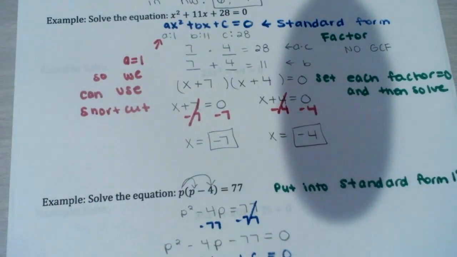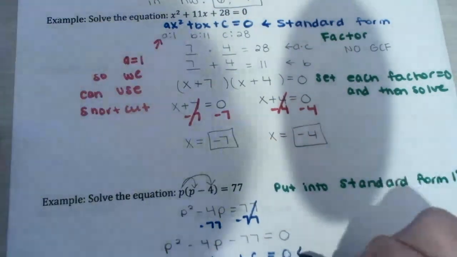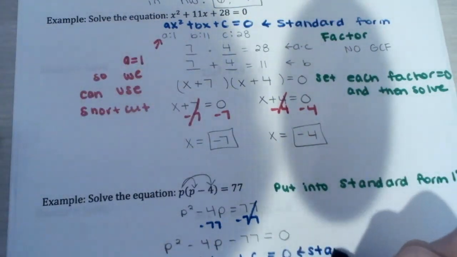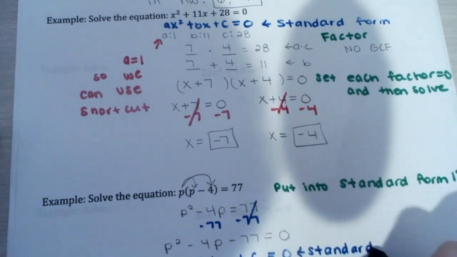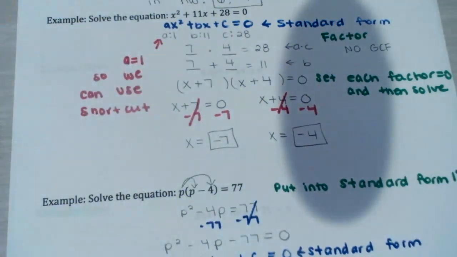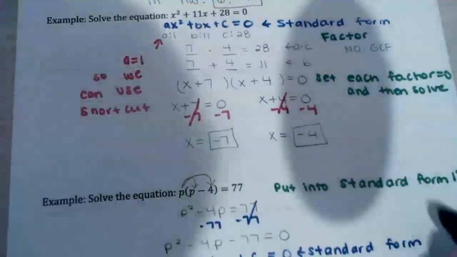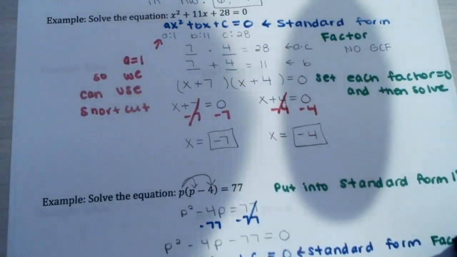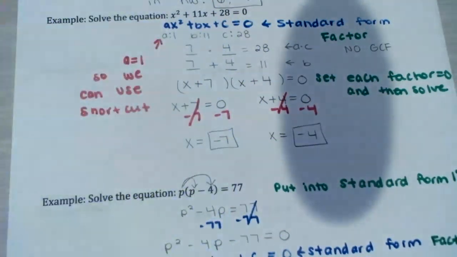So got everything where it's ax squared plus bx plus c equals 0. This is our standard form. So now we can factor. Our first step in factoring, no matter what, is GCF.